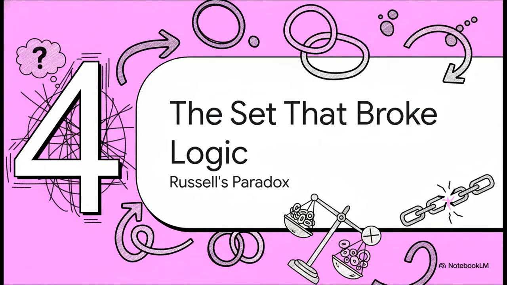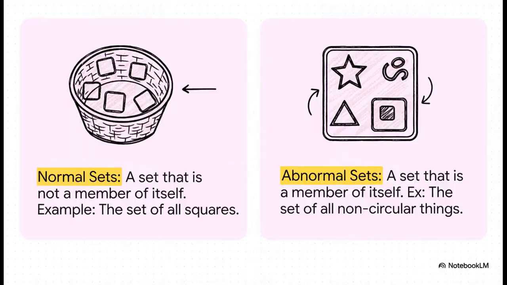And that brings us to the big one, the paradox that literally shook the world of mathematics to its core. It was discovered by Bertrand Russell back in 1901, and it showed that even the simplest, most obvious logical rules could create an inescapable contradiction. Okay, to get this, we just need to get our heads around two really simple definitions from set theory. First, we have normal sets. A normal set is just a set that doesn't contain itself. For example, the set of all squares is not itself a square. Easy enough. Then you have abnormal sets, which do contain themselves.